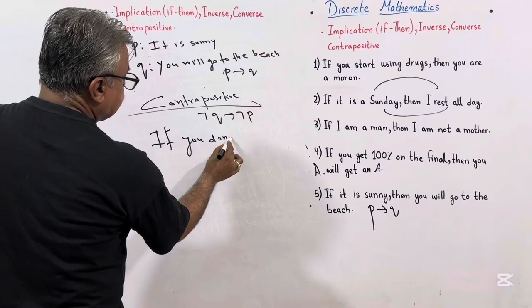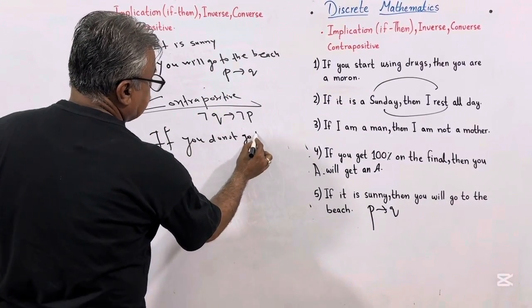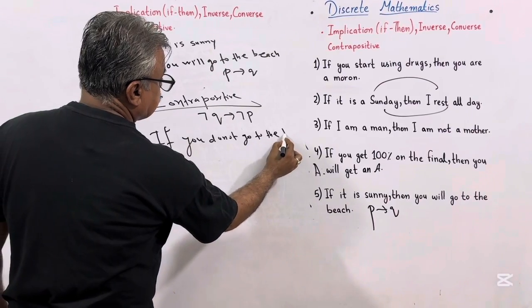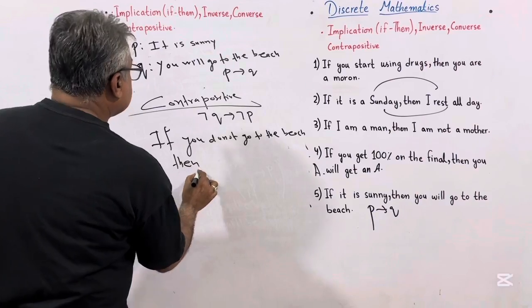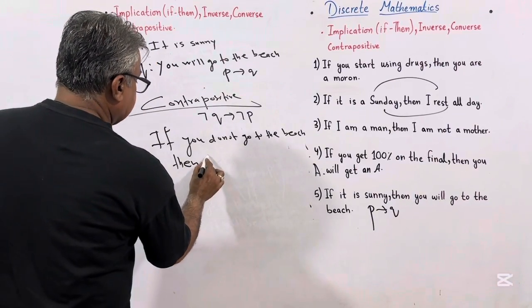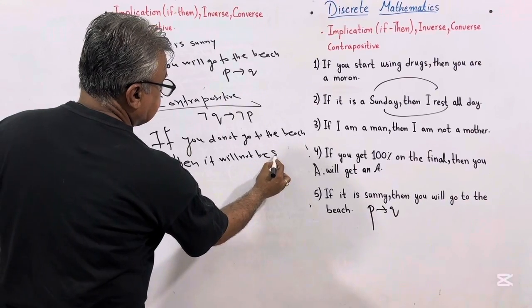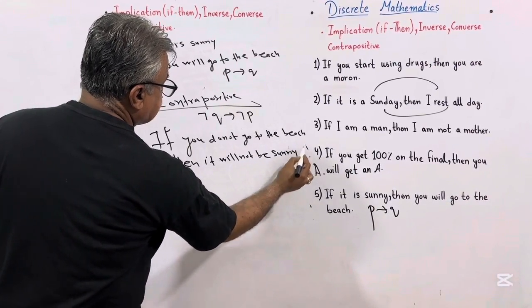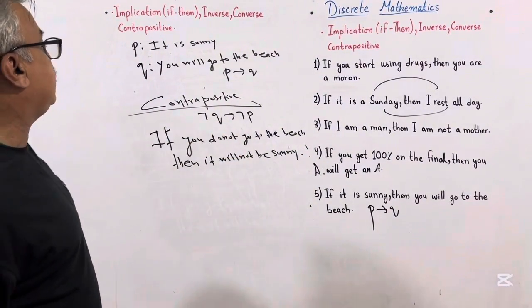If you do not go to the beach, then it will not be sunny. That is its contrapositive: negation of Q implies negation of P.